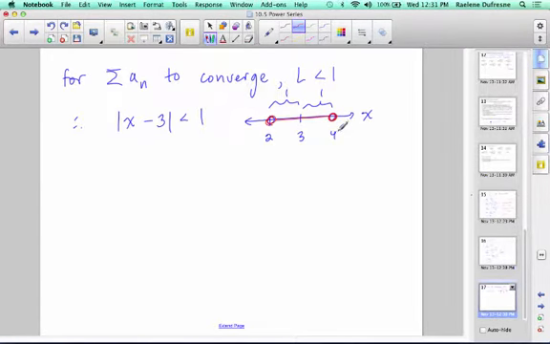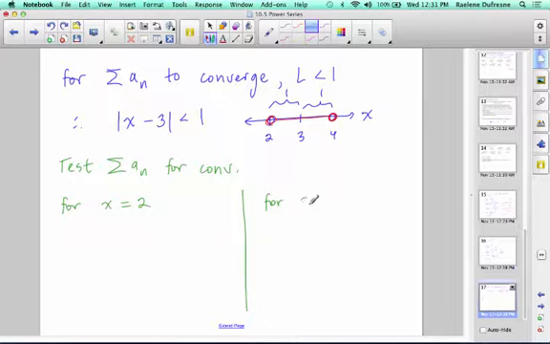However, we have to test at the endpoints to see what happens. So we're really not finished testing convergence until we continue to find the interval of convergence. What we are going to do is test the series for convergence for x equal to 2 and for x equal to 4.